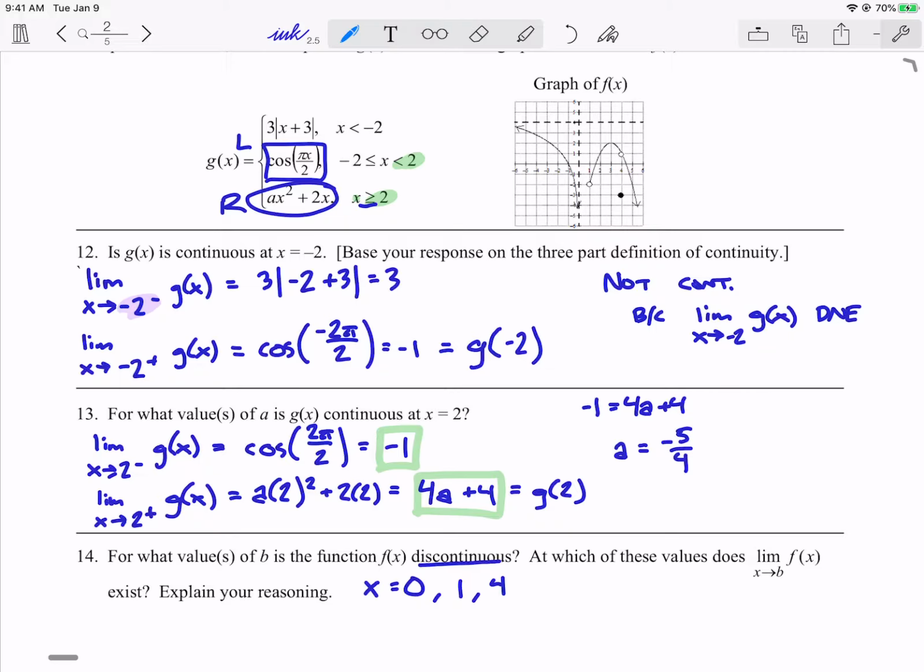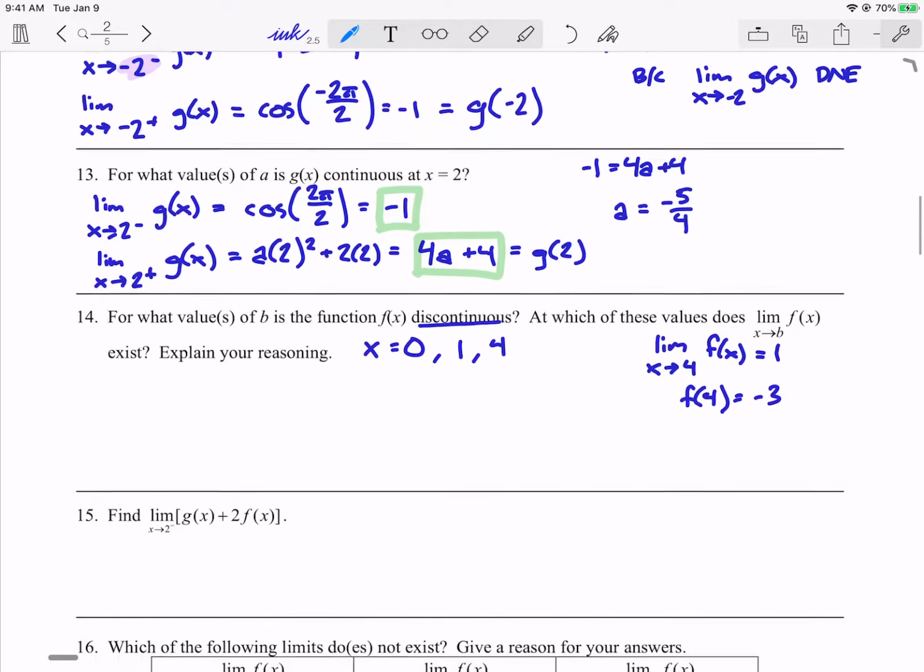And then at x equals 4, the limit is equal to 1, but then the function's value is -3. So the limit does not equal the function's value. So those are discontinuous for slightly different reasons. And then it says, at which of these values does the limit exist? Explain your reasoning. Well, that's precisely because the limit as x approaches 4 of f of x was equal to 1. But again, f of 4 was equal to -3. So because those weren't equal, it was not continuous, but the limit does still exist.